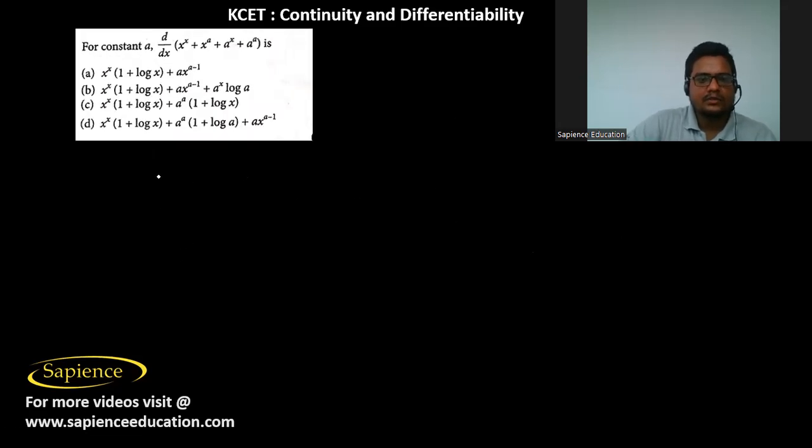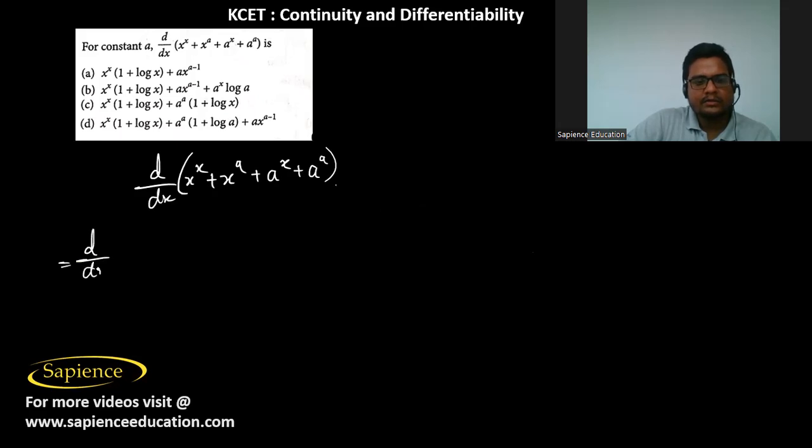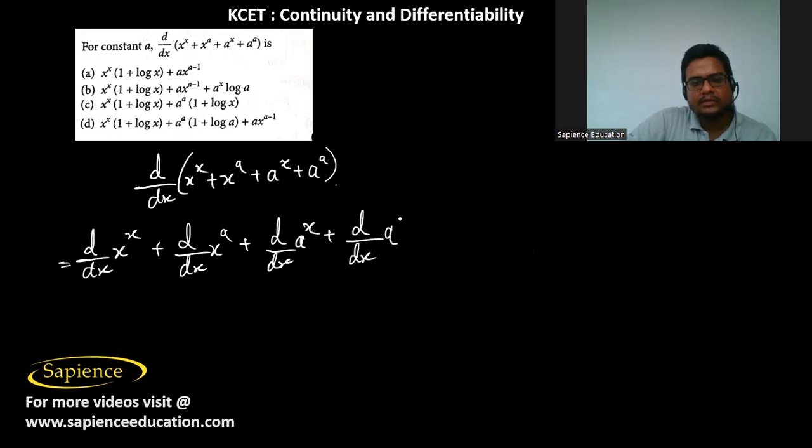Then here it is told to find d by dx of x power x plus x power a plus a power x plus a power a. So now we have to find first, so this will be equal to d by dx of x power x plus d by dx of x power a plus d by dx of a power x plus d by dx of a power a, where a is a constant. So this will be 0.